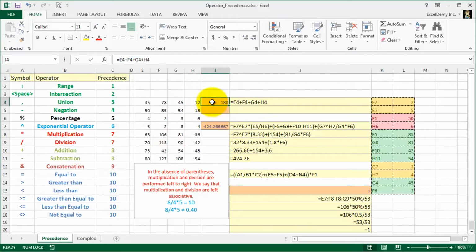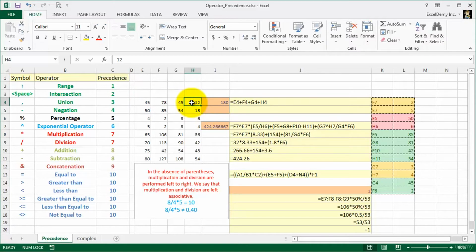You see, this cell has a formula. The formula is shown on the right side of the cell. It is a very straightforward formula. It is just adding cells E4, F4, G4 and H4. In real life, formulas are not always straightforward like this one.